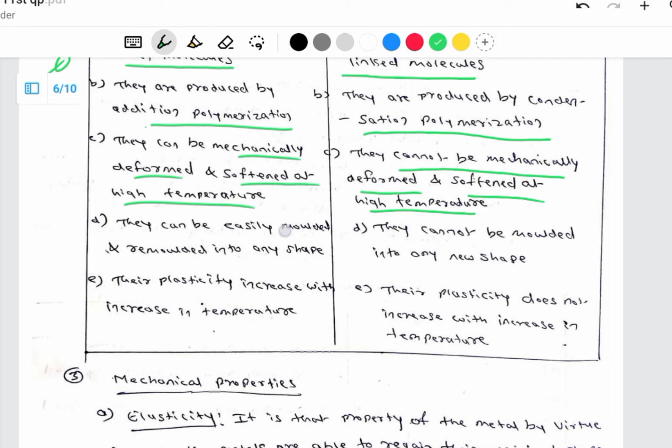So thermoplastics can be easily molded and remolded. Again we can mold them. Thermosetting plastics cannot be remolded; you cannot mold a new shape again and again. As I have already told, thermoplastic can be softened again and again and we can change the shape. As you increase the temperature, only the plasticity increases. But in thermosetting plastic, plasticity will not increase; it will remain as it is, hard.